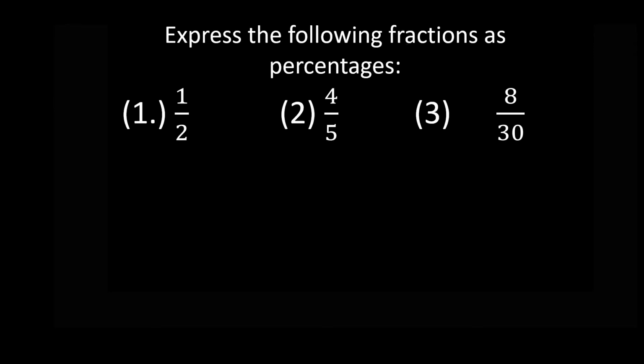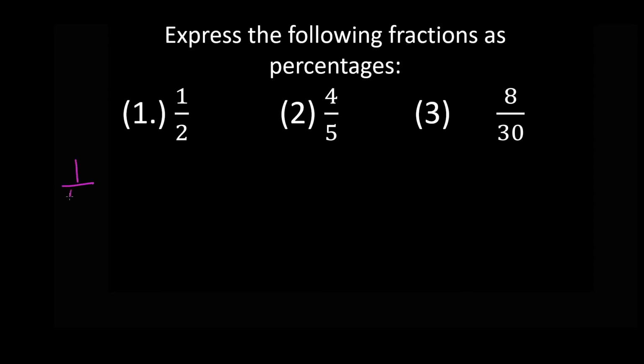This question says to express the following fractions as percentages. I want to express 1 over 2, 4 over 5, and 8 over 30 as percentages. How do we do this? All you have to do is to multiply the fraction by 100 and then you simplify.